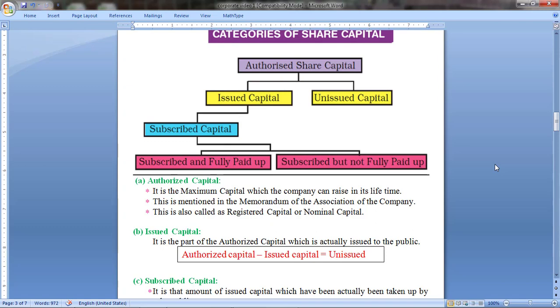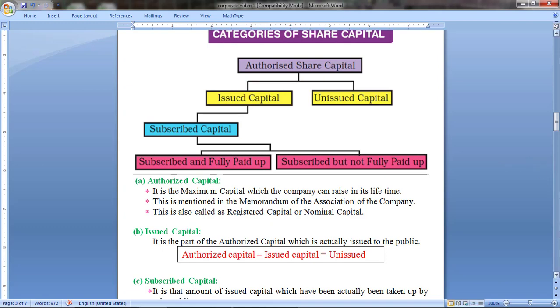For example, it is mentioned in the memorandum of association that it can raise the capital of 10 lakhs in the lifetime of the company. Then it can issue the capital as 5 lakhs or 8 lakhs. So usually issued capital is less than the authorized capital. So the part of capital which is not issued is called unissued capital.